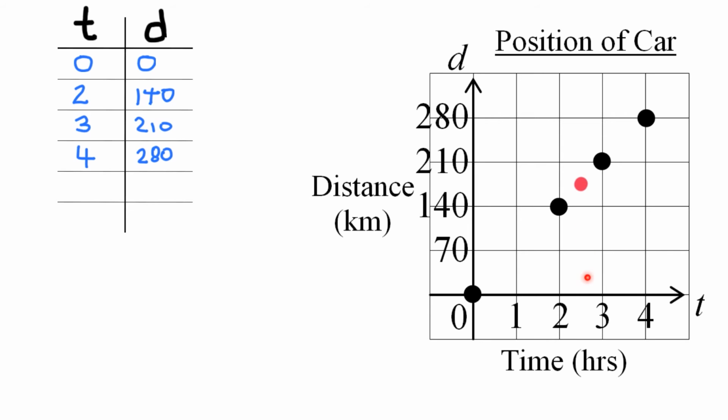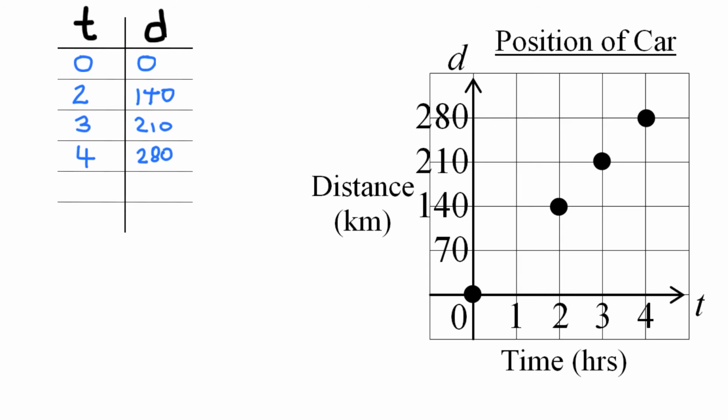But we can't just look at the x value. We also have to look at the y value. So our y value would be in between 140 and 210. Is it possible to have values in between? Yes. You could have 150 kilometers or 160 kilometers. You could even have 151.2 kilometers. That's what we call continuous data.